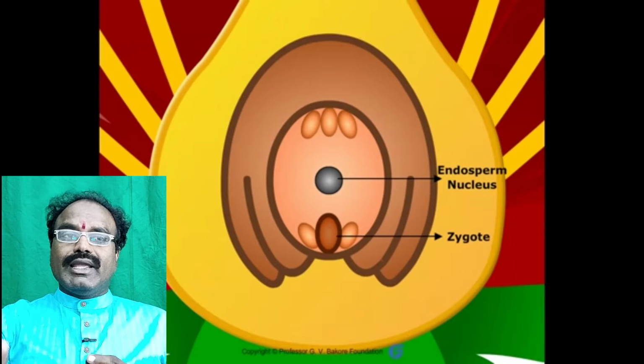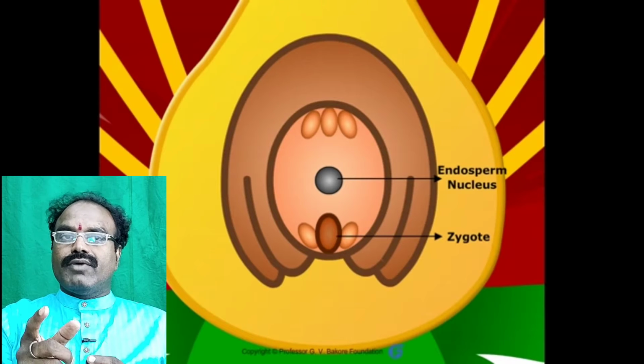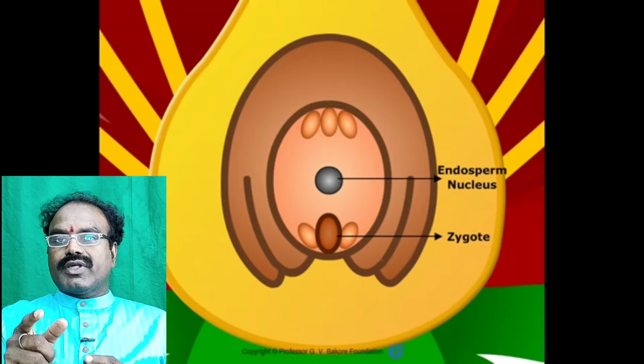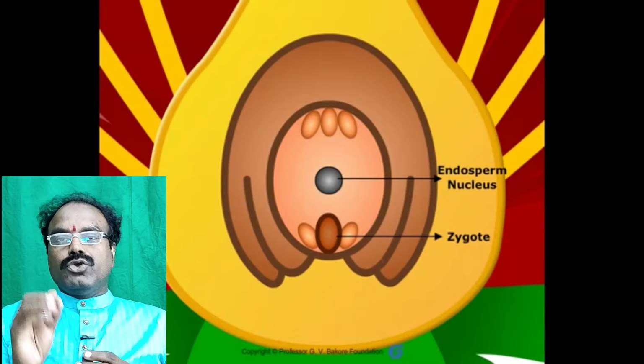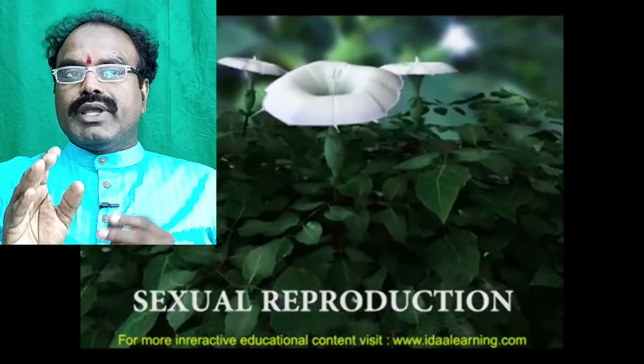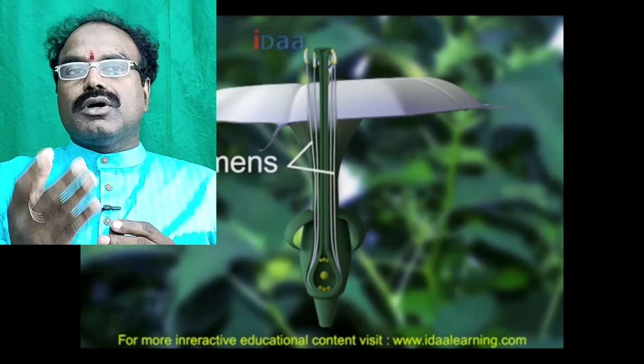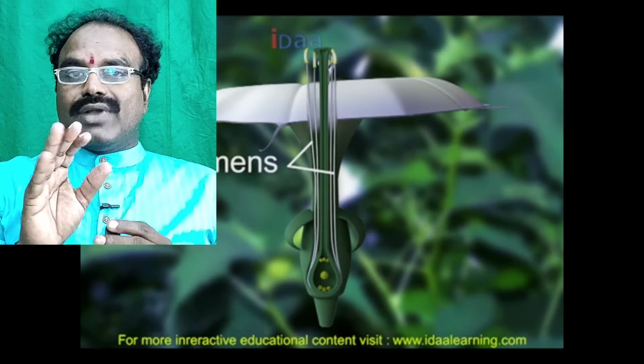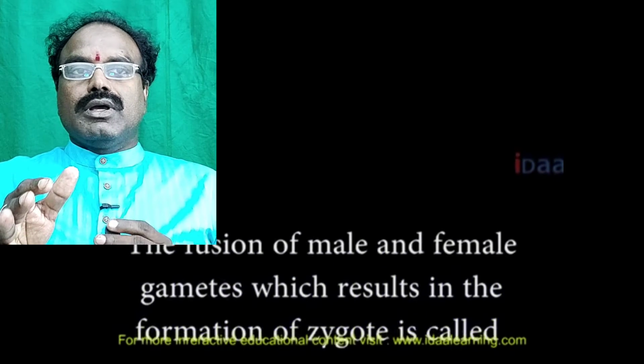Flowers having either stamens, male flowers, or carpels, female flowers, are called unisexual flowers. Unisexual flowers means both sexes are in different plants. Example, papaya, bottle gourd, these are unisexual flowers. Flowers having both the stamens and carpels are bisexual flowers.